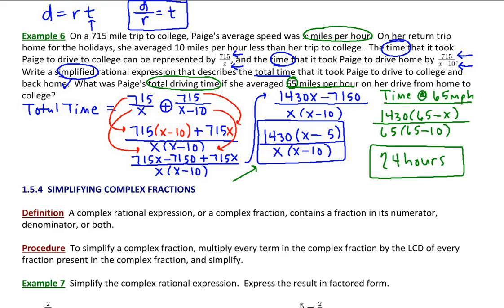So in that problem, we were able to add two fractions together, get a common denominator, and then evaluate it at a specific value for x.